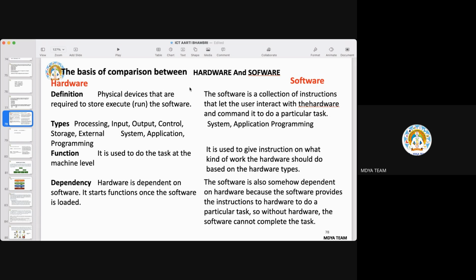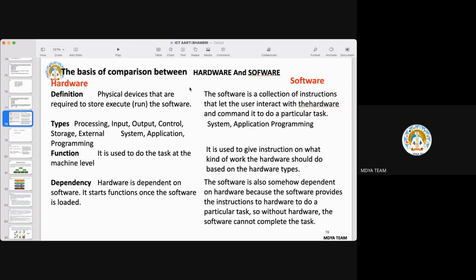Now, the software is also somehow dependent on hardware, because software by its own can't do anything, right? Without some circuitry, without some system, it cannot take the input, it cannot process the input, and the software by its own cannot display your output. All right, whatever form a user wants. So it provides the instructions to hardware to do a particular task. So without hardware, software cannot complete the task.